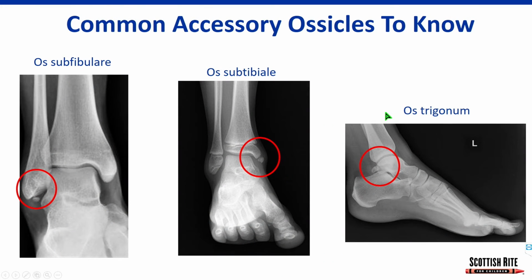Some common accessory ossicles to know. There are many of these, but these are probably the 3 most common and ones that often get misinterpreted as a fracture and avulsion injury. These can have an avulsion injury associated with them, but essentially these are unossified accessory ossicles that are extremely common. This os subfibulaire, the os subtibial, and the os trigonium.